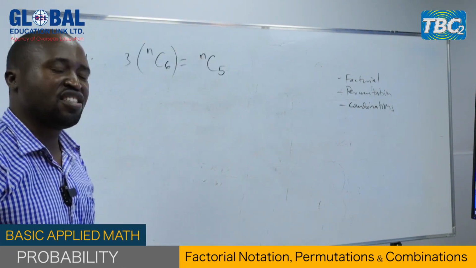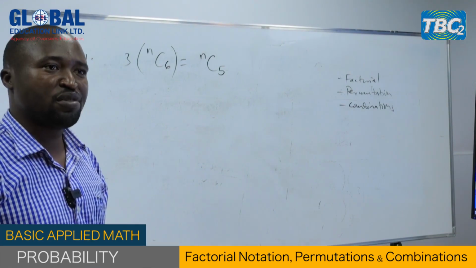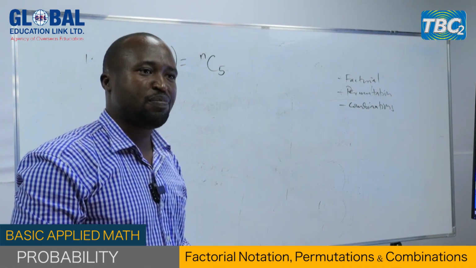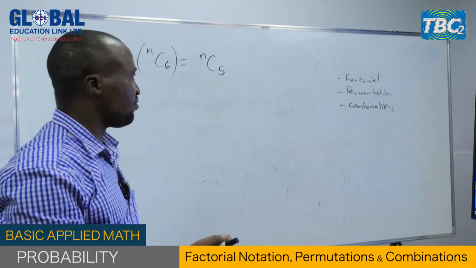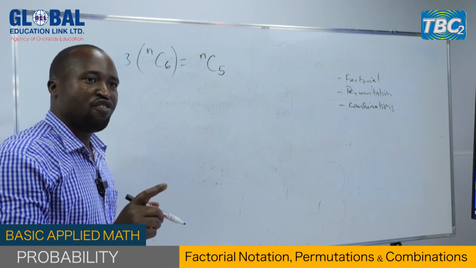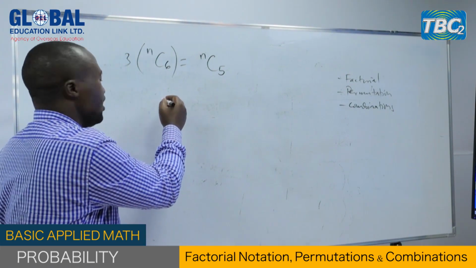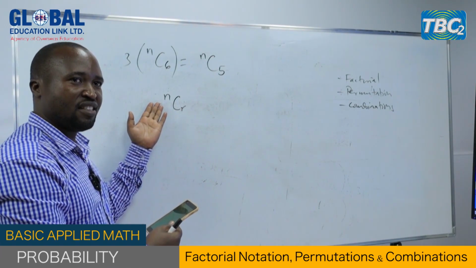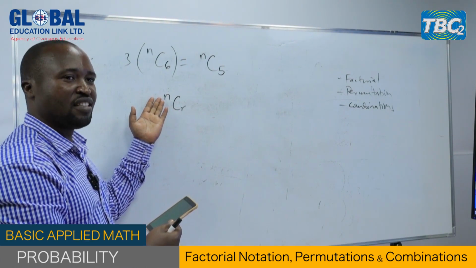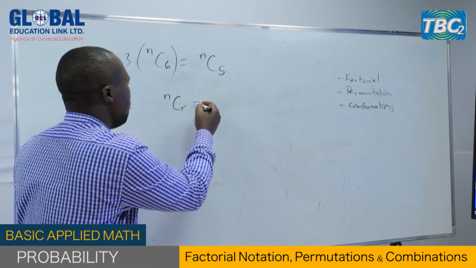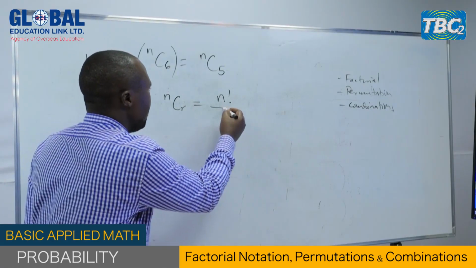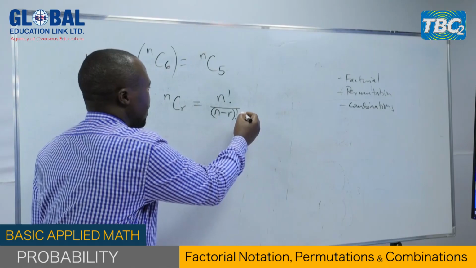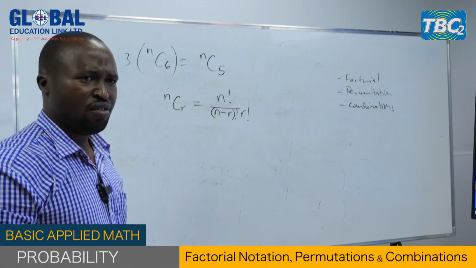My dear student, this question is so simple, as we are already familiar with the application of factorial notation from the combination perspective. Remember the formula for combination: if we have n combination R, that is, you choose R items out of n items without care of the order, this is equal to n factorial over n minus R factorial and R factorial. That is our general formula for combination.